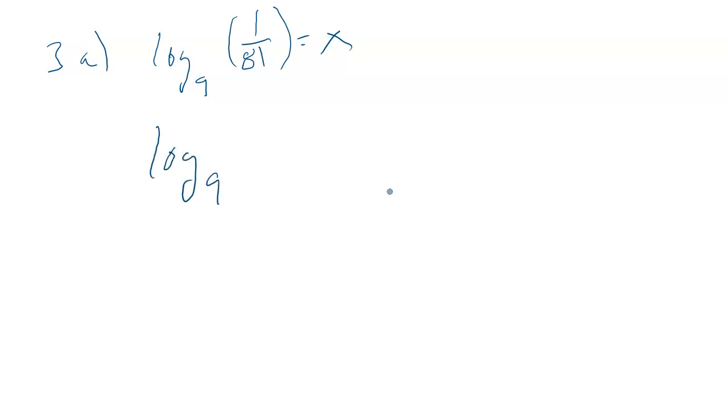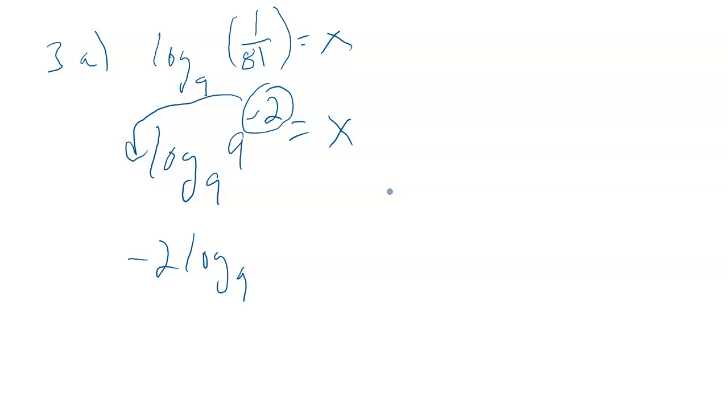Let's see, 3a. I got log base 9 of 1 over 81 is equal to x. He says use definition. Not sure what that means. I'm going to use laws of logarithms. So I'm going to rewrite this as log base 9 of 9 raised to the -2 power. And then I can bring down the -2. So I get -2 log base 9 of 9 is equal to x. That's 1. So x is equal to -2. Again, you can go to exponential form, but whatever.